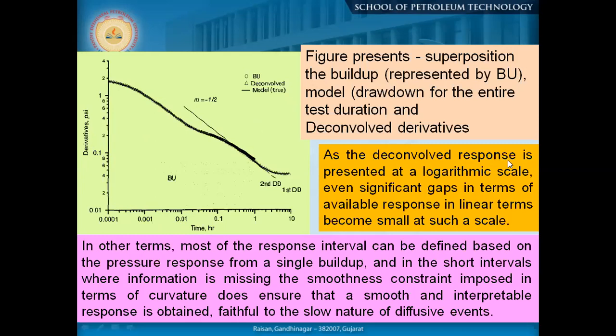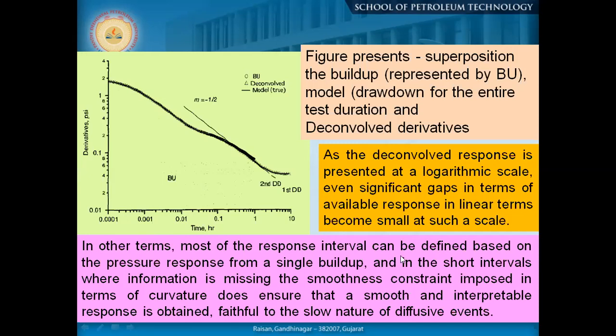So as the deconvolved response is presented on a logarithmic scale, even significant gaps in terms of available response are handled. Let's say you are missing certain response, or you are getting certain response noisy. You can eradicate the noise and try to get a single response, or maybe a response which may give you better information. Okay. So a significant gap in terms of available response in linear terms becomes small at such a scale. When you are changing to a logarithmic scale, a simple gap in your linear time interval may not be giving you much information. It's not so important here.